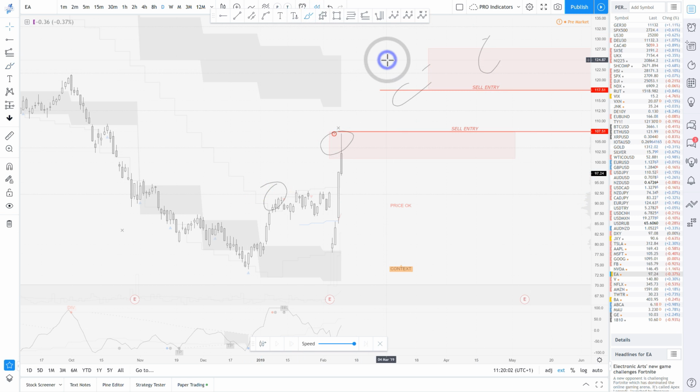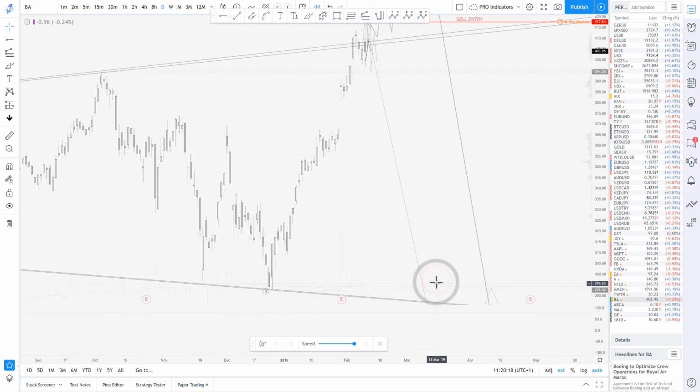So being a little bit more patient on Electronic Arts, still being overwatched on this one. I keep this one in a watch list, but pretty much I expect some delays before taking the actual entry on this one. Boeing as well is showing some interesting things.